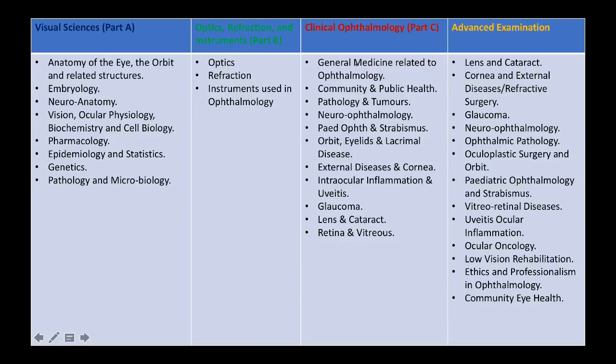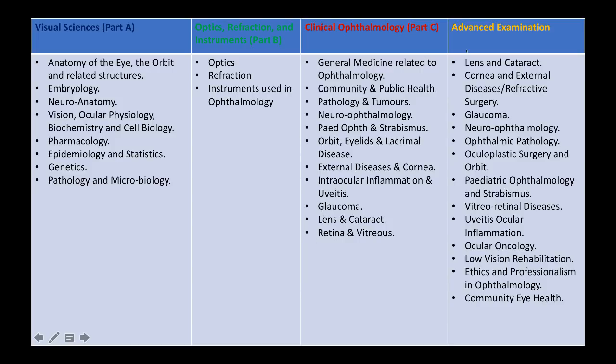The clinical ophthalmology, or Part C, will cover general medicine related to ophthalmology, community and public health, pathology and tumors, neuroophthalmology, pediatric ophthalmology and strabismus, orbit, eyelids, lacrimal disease, external disease and the cornea, intraocular inflammation and uveitis, glaucoma, lens and cataract, and retina and vitreous.